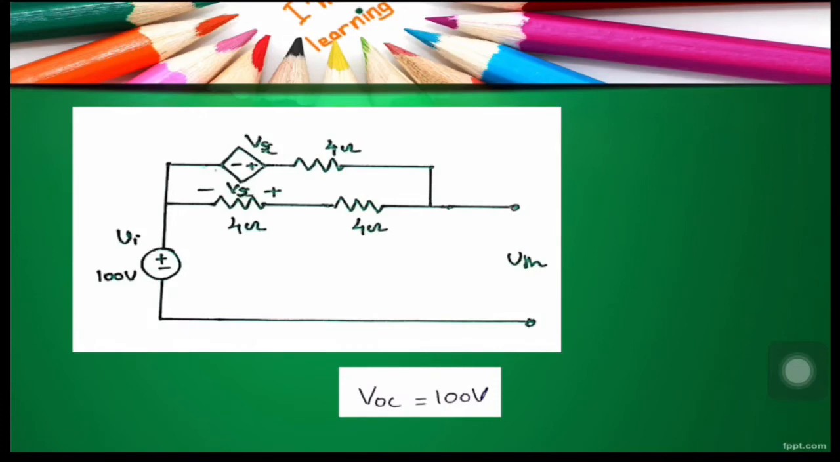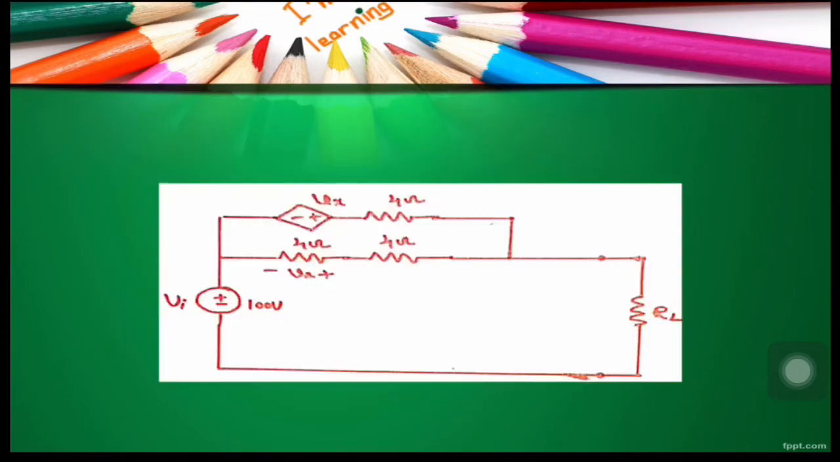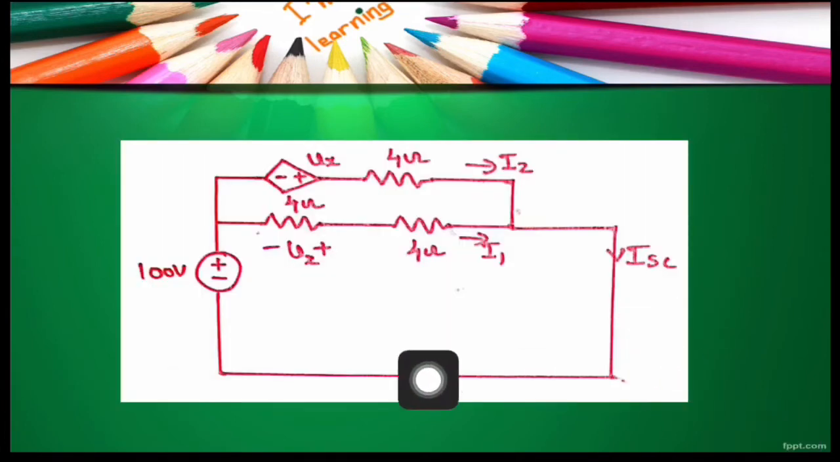What is our next task? Any idea? Alright, our next task is to find out the value of Isc, which is nothing but the short circuit current across the load terminals. This is the network given in the question. When we short circuit this load resistor, we get a circuit like this. Let us label this as Isc, this current as I1 and this current as I2.